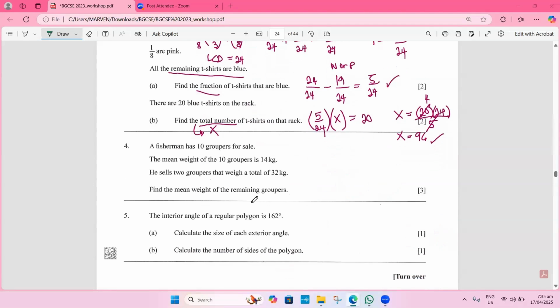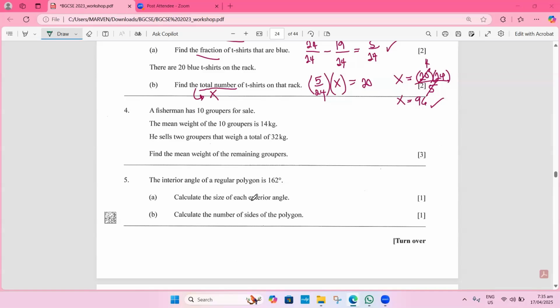A fisherman has 10 groupers for sale. The mean weight of the 10 groupers is 14 kilograms. He sells 2 groupers that weigh a total of 32 kilograms. Find the mean weight of the remaining groupers. So there are how many groupers? Let's say n is equal to 10 for the number of groupers.